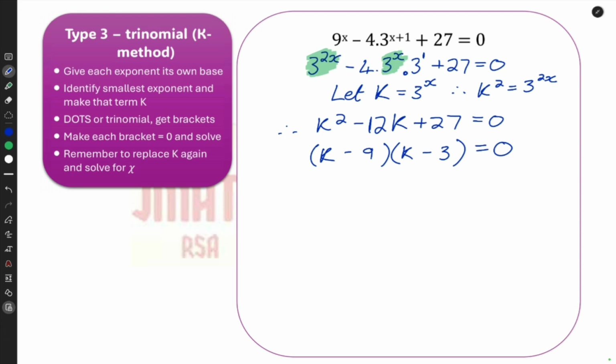Now I can just equate both brackets to 0. So I can say k minus 9 equals 0, or k minus 3 equals 0. The question was not to solve for k, the question was to solve for x.